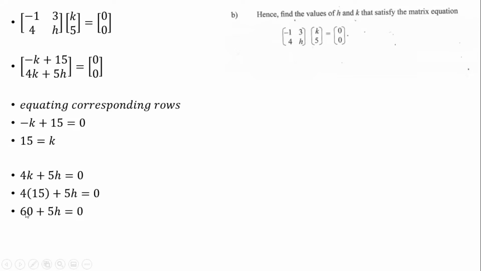We're now going to move the 60 from the left-hand side to the right-hand side by subtracting 60 from both sides of the equation. It is the same as saying that when it goes across the equal sign, the operation changes and it is now a -60. So what we'll have is 5h is equal to negative 60. Now solving for h, h is equal to negative 60 divided by 5, which works out to be negative 12. So therefore, the values of h and k that satisfy the matrix equation, which is equal to [0; 0], are k is equal to 15 and h is equal to negative 12.